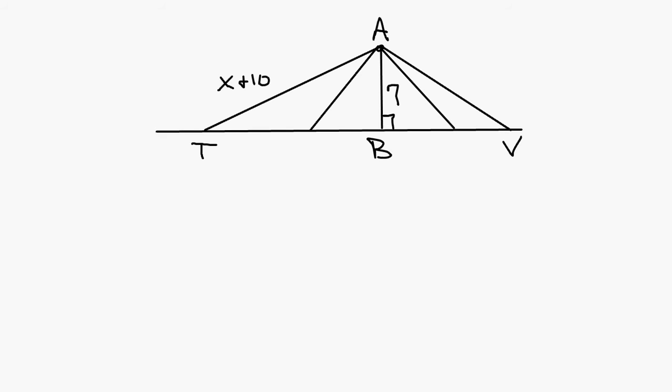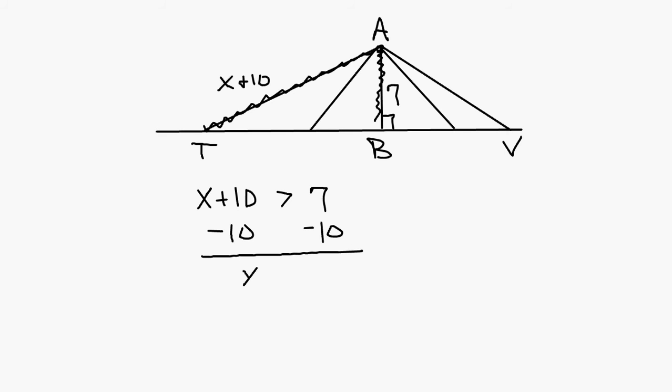All right, what if I asked you to write an inequality and solve for x? How does x plus 10 relate to the 7? It's greater than 7. The x plus 10 is longer than the 7, isn't it? This segment right here is longer than this segment. Because by rule, you know that a segment perpendicular to a line is the shortest segment. So x plus 10 is greater than 7. So if you subtract 10, then x would be greater than negative 3. Anything greater than negative 3 would make that true.